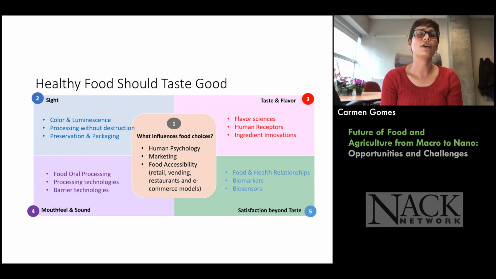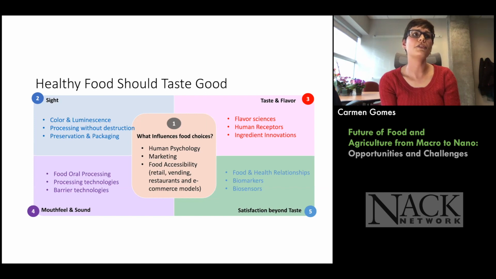Then sight, color, and luminescence. More and more, consumers are aware of natural pigments. That is a big drive for eating things that are all natural. So if you can replace synthetic chemical colorants with natural pigments, consumers see this as very valuable. Then there is processing without destruction of the pigments, for example in preservation and packaging, or of the nutraceuticals that are in the product.